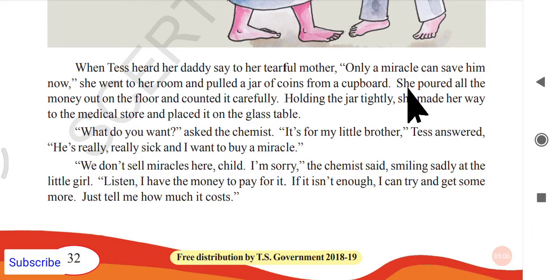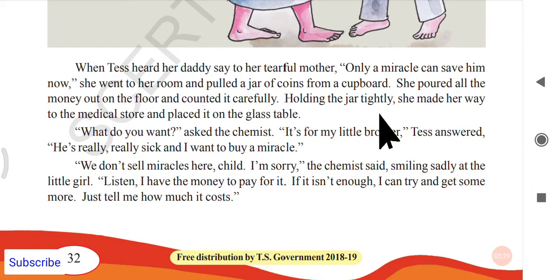So Tess heard this dialogue from her father, and as soon as she heard that, she went to her room and took out the jar, just like a kiddie bank, in which she used to save her pocket money, and she started to count it. So she poured all the money out on the floor and counted it carefully.